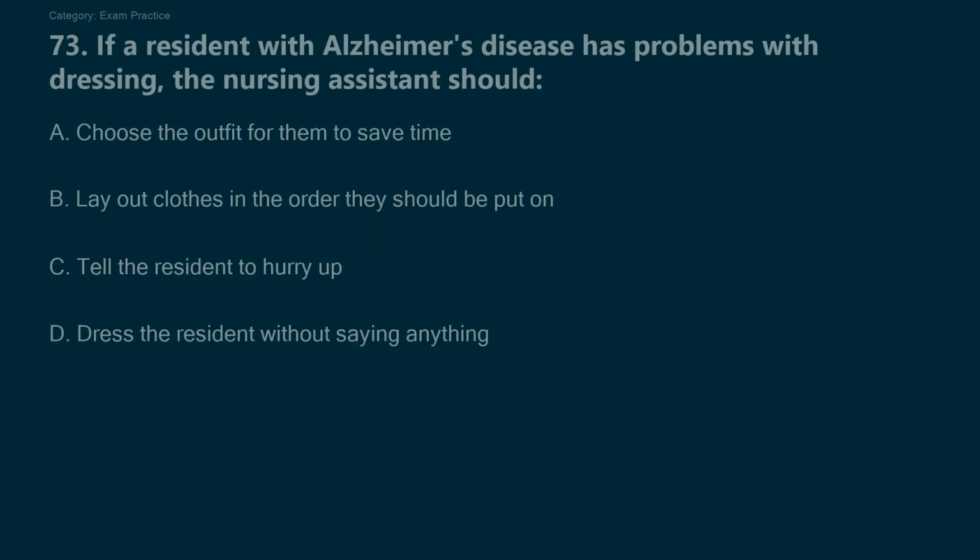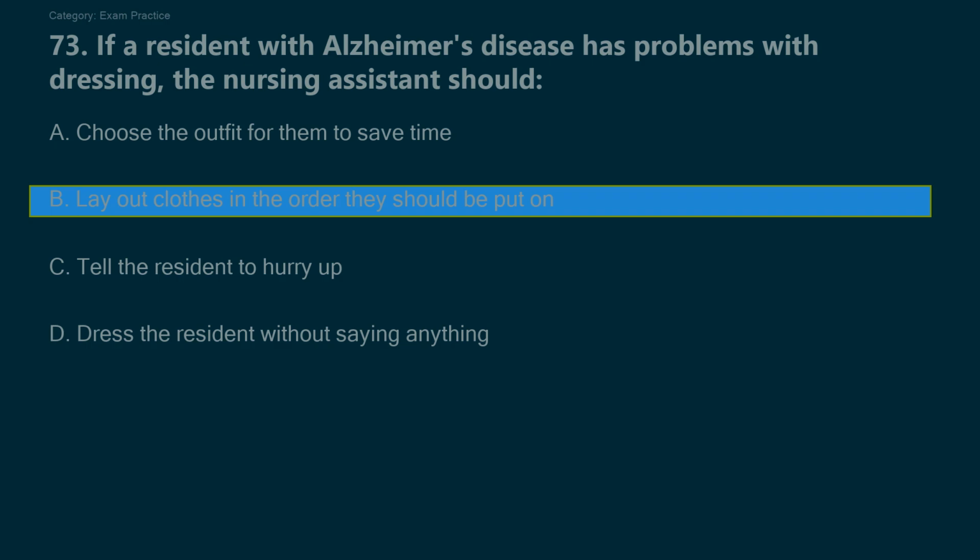Question 73. If a resident with Alzheimer's disease has problems with dressing, the nursing assistant should, option A, choose the outfit for them to save time. Option B, lay out clothes in the order they should be put on. Option C, tell the resident to hurry up. Option D, dress the resident without saying anything. The correct answer is option B, lay out clothes in the order they should be put on.